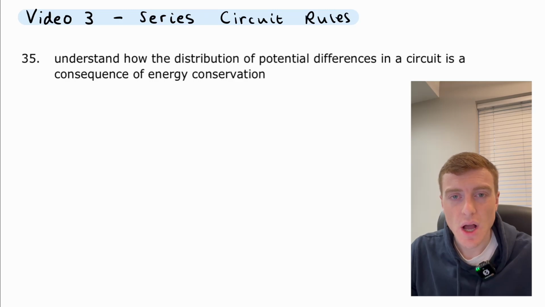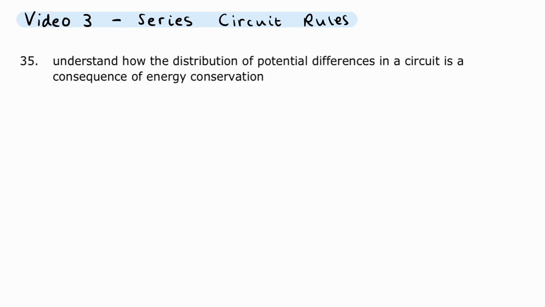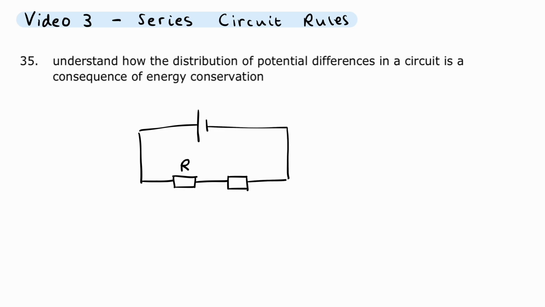In this video, I will be going through the current and potential difference rules for a series circuit, and then I'll go through their mathematical derivations. I'm going to start off by drawing a simple series circuit with two resistors. This has resistance R1, this has resistance R2.